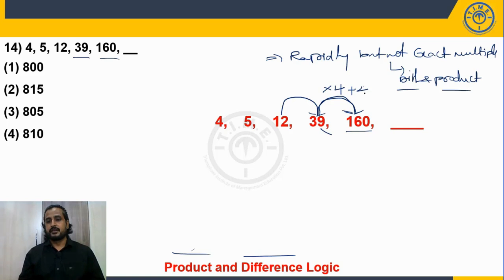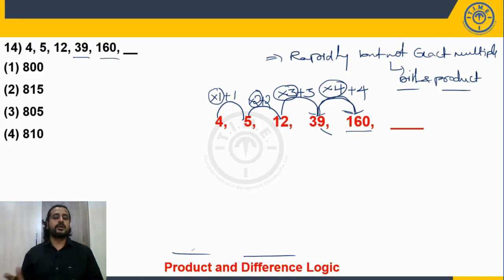So into 4 plus 4. 12 and 36, it goes maximum 3 times. 12 threes is 36, plus 3. 5 and 12, into 2 plus 2. 5 twos is 10, plus 2. 4 and 5, 4 ones are 4, plus 1. So into 1 plus 1, into 2 plus 2, into 3 plus 3, into 4 plus 4. Now look at the numbers which we are multiplying: 1, 2, 3, 4. What is the classification? Consecutive natural numbers.